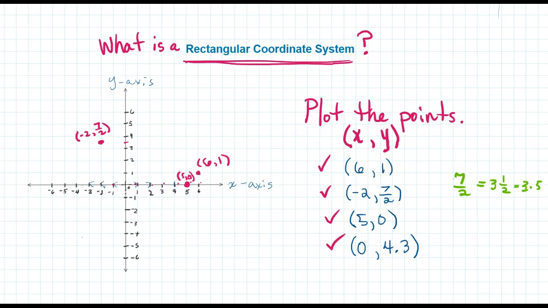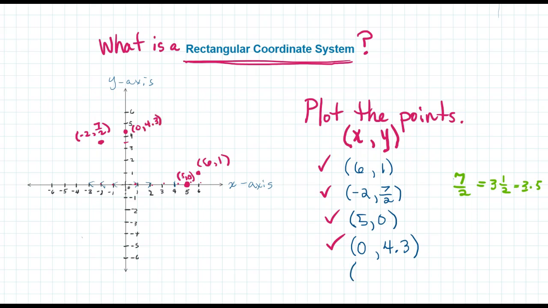Let's look at the last point. 0, 4.3. Start at the origin, right? The first coordinate is telling us to move 0 along the x-axis. And then up 4.3. 1, 2, 3, 4.3. It's about a third up. So this one actually ends up staying along the y-axis. And this is the point 0, 4.3.